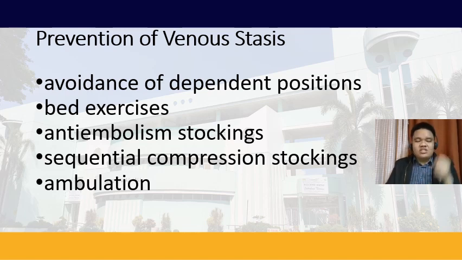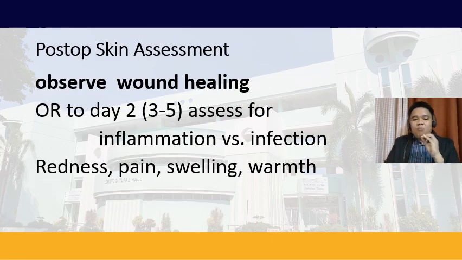But again, as I have mentioned, you do not immediately push your patient to ambulate, okay? Especially within the first hours post-operatively because of the risk for fall that may come from the use of anesthesia. Post-op skin assessment would include observing wound healing. Take note that after OR to day 2 or even up to day 3 or 5, you need to assess for the presence of inflammation and infection. Take note if there will be redness, pain, swelling, and warmth. These are signals that there is something abnormal occurring on the wound of the patient.